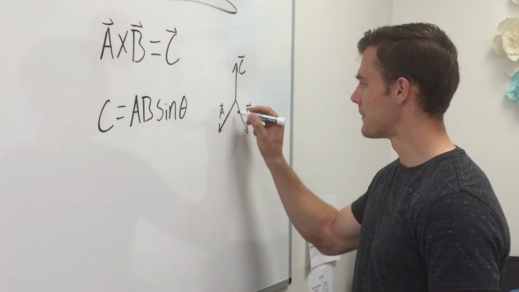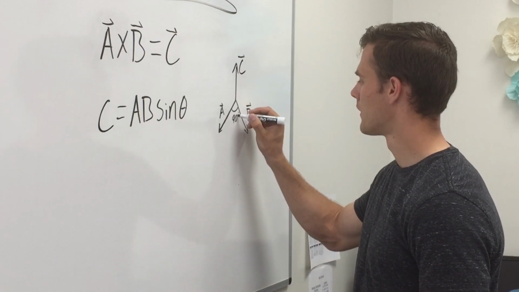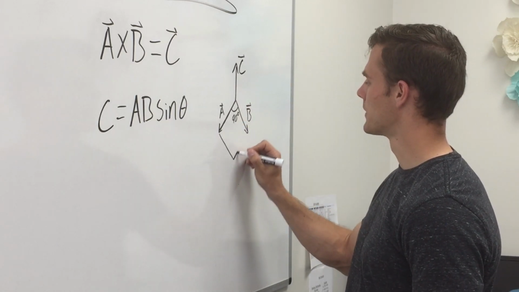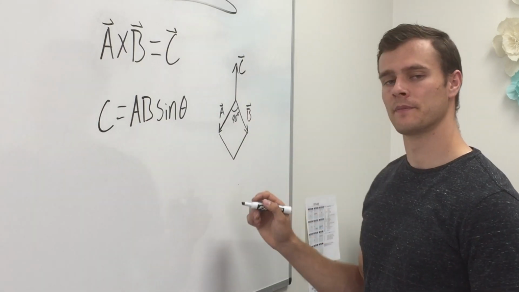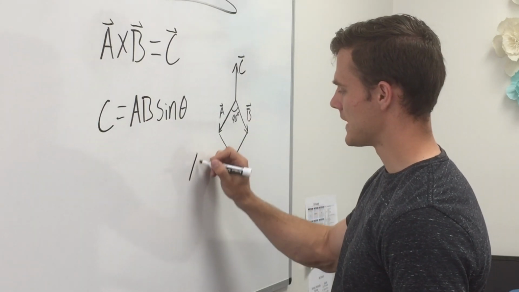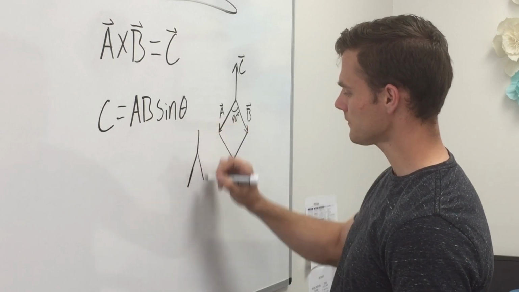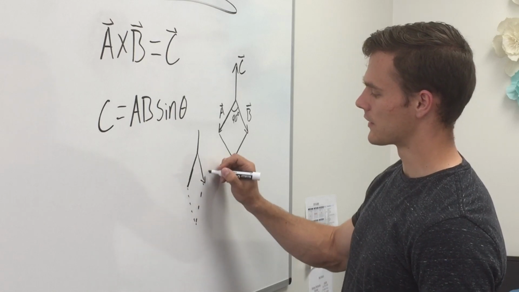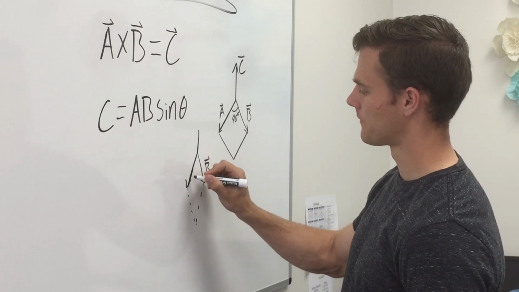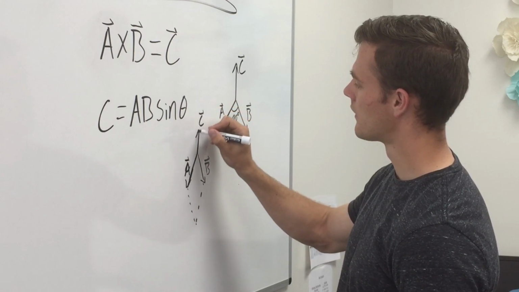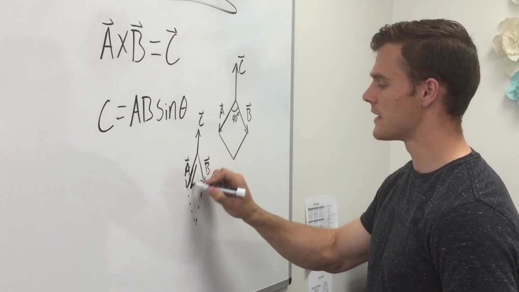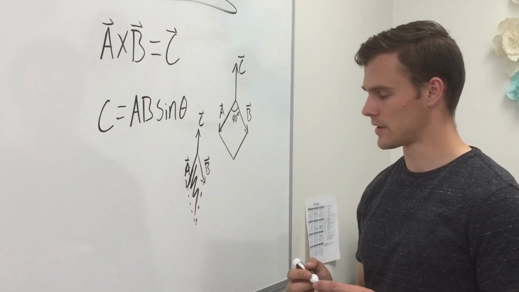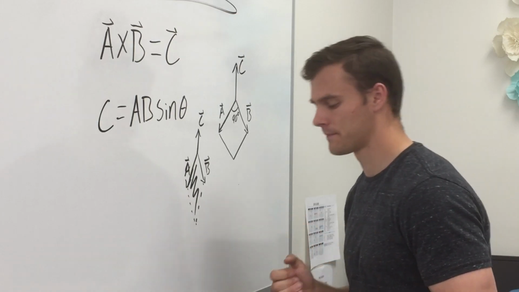Well, if the angle between them is 90 degrees, then the magnitude of C is the area formed by this square right here. And if it's some other angle, it's still going to be the area of the parallelogram formed by vector A and vector B. Like that. So the magnitude of vector C is the area of the parallelogram formed by vector A and vector B.